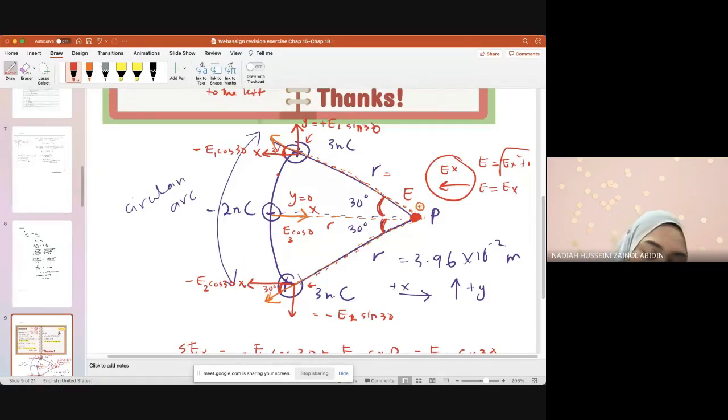Did anyone get positive for the EX? But I misread the question. Okay, it's fine, I will check back on the final answer, the direction only. The magnitude is all correct. So Danish did it correctly except for the direction, I'm not sure. The answer is to the right in this web assign. I don't know why.